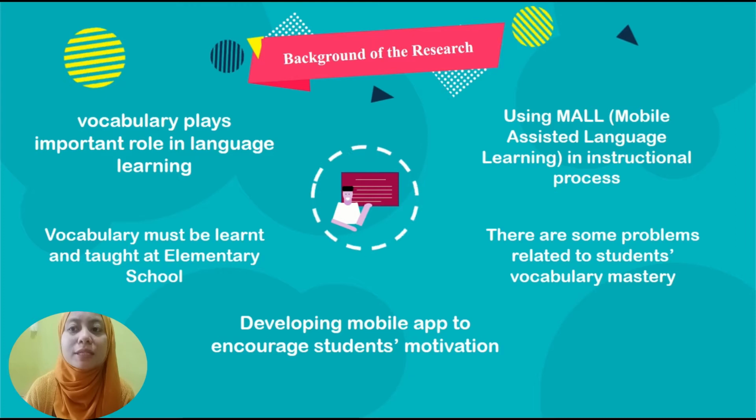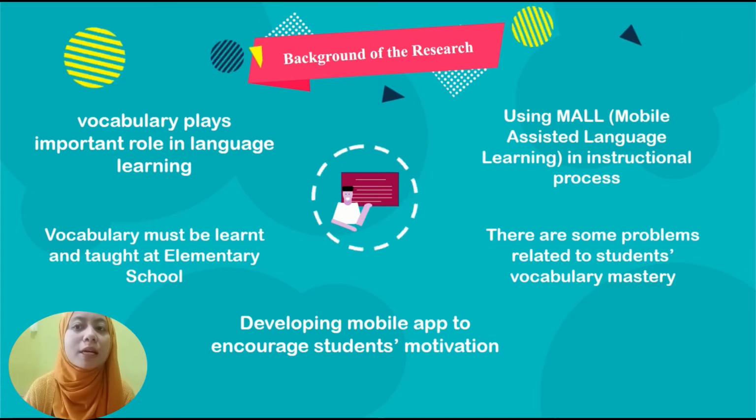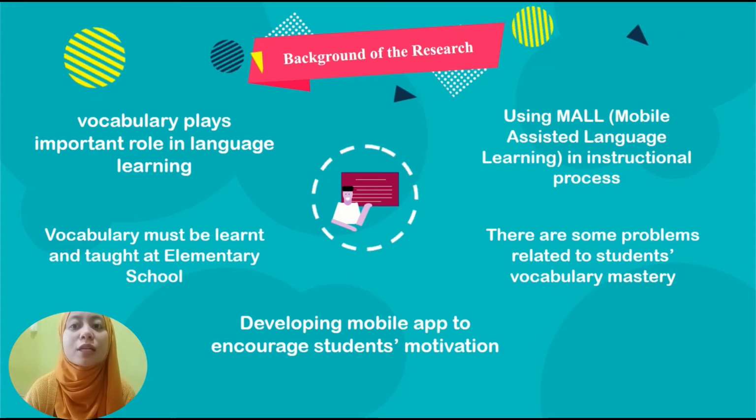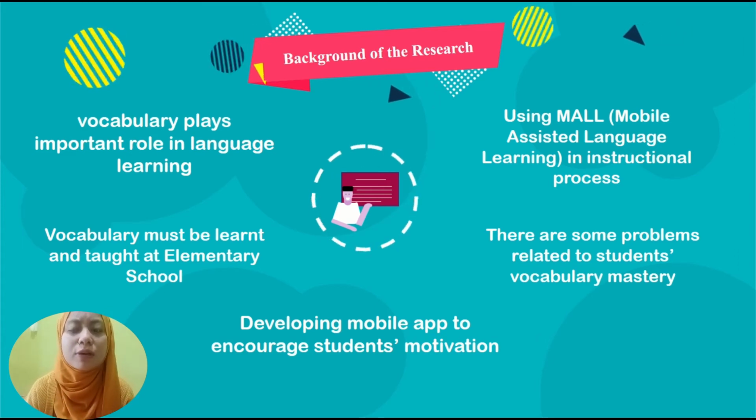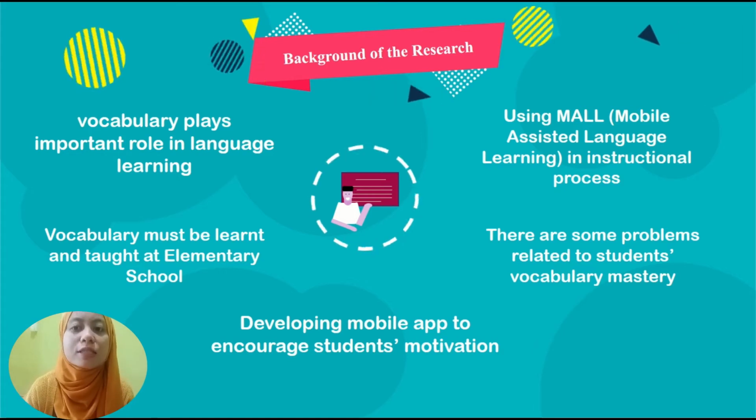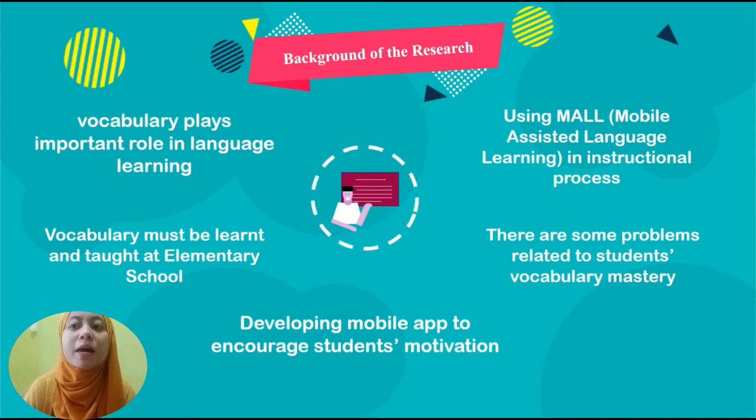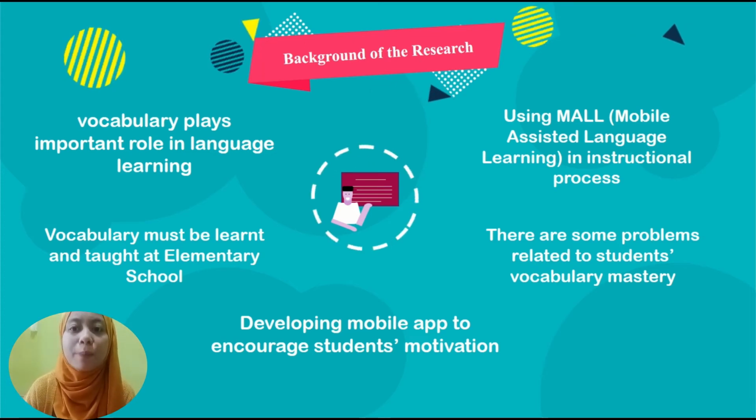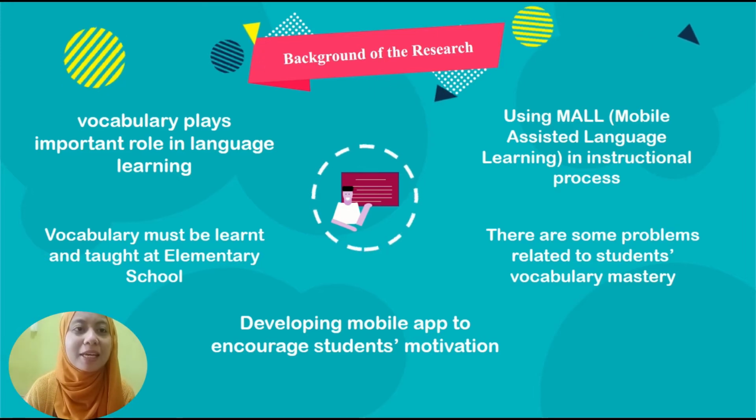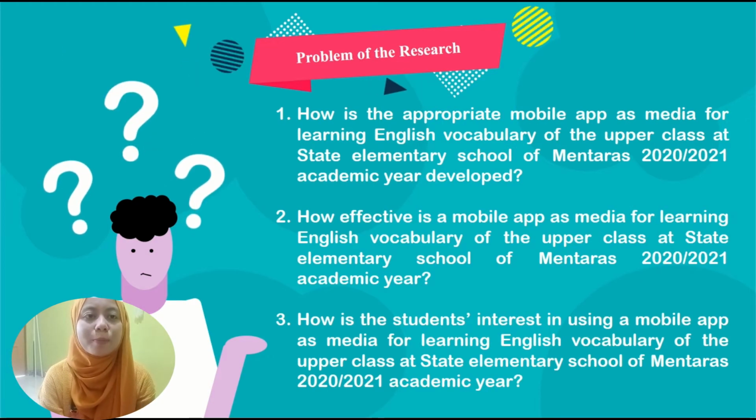And based on the result of a small talk with the English teacher in this school, there are some problems related to the students' vocabulary mastery. First, they have problems in memorizing new vocabulary. Second, they find it difficult to pronounce the vocabulary in English. And the last, most students lack motivation to learn English. Therefore, to solve the problem, the researcher will develop a mobile app to encourage students' motivation in learning English, especially in vocabulary mastery.